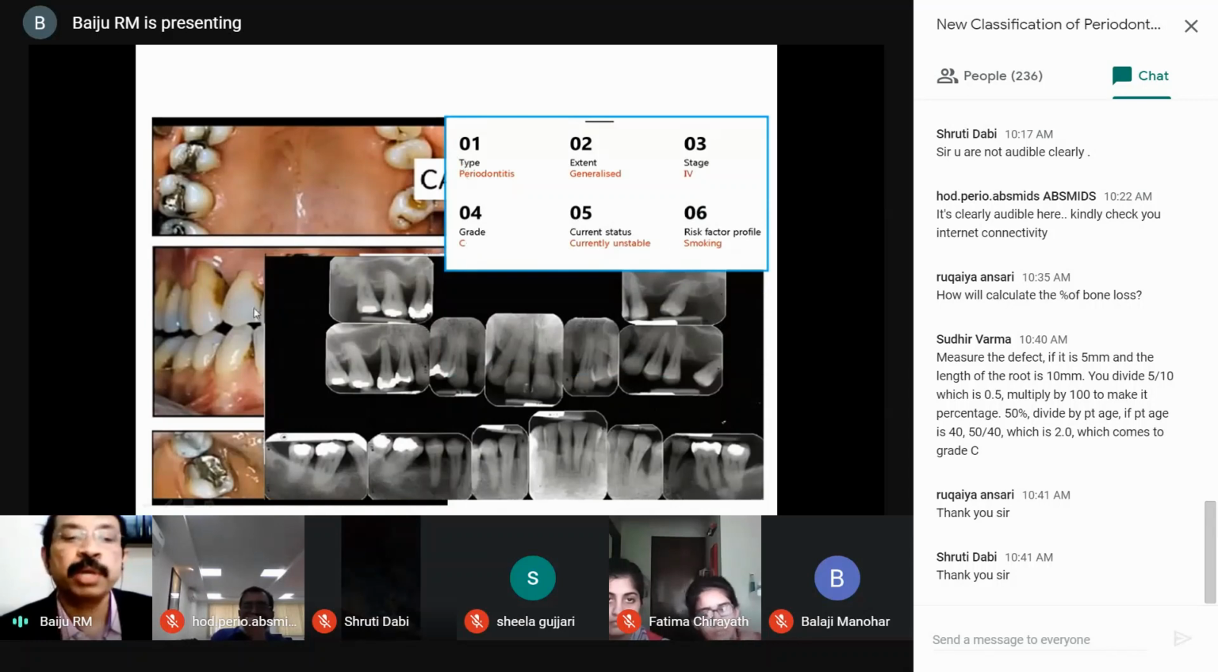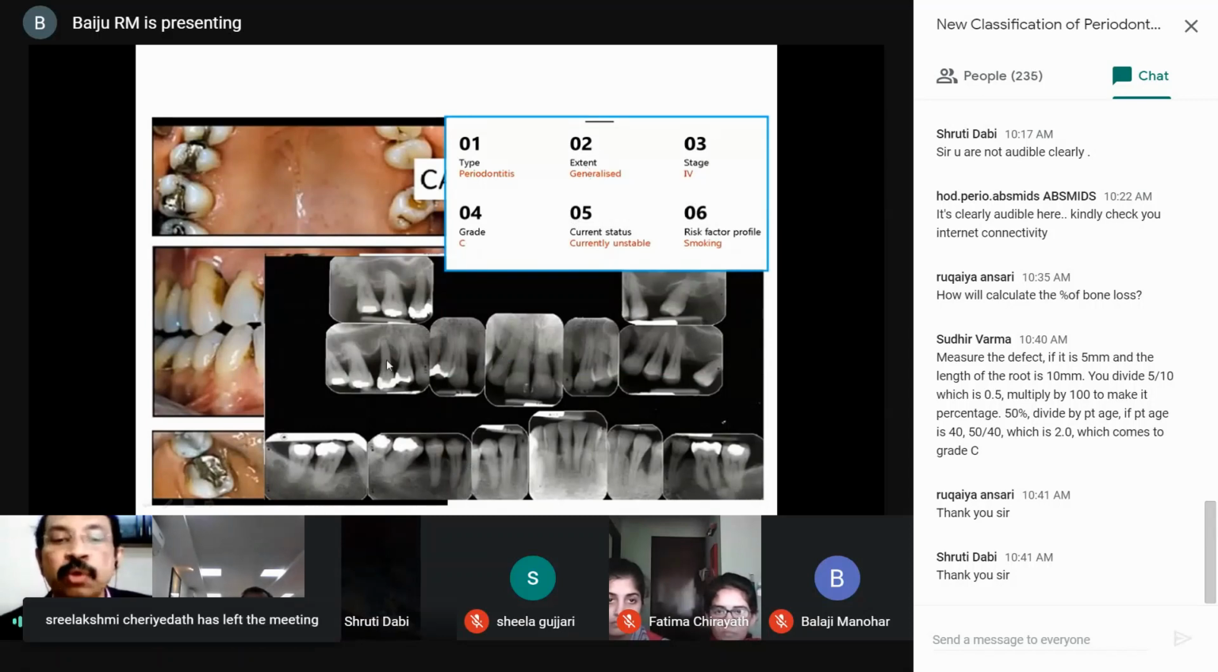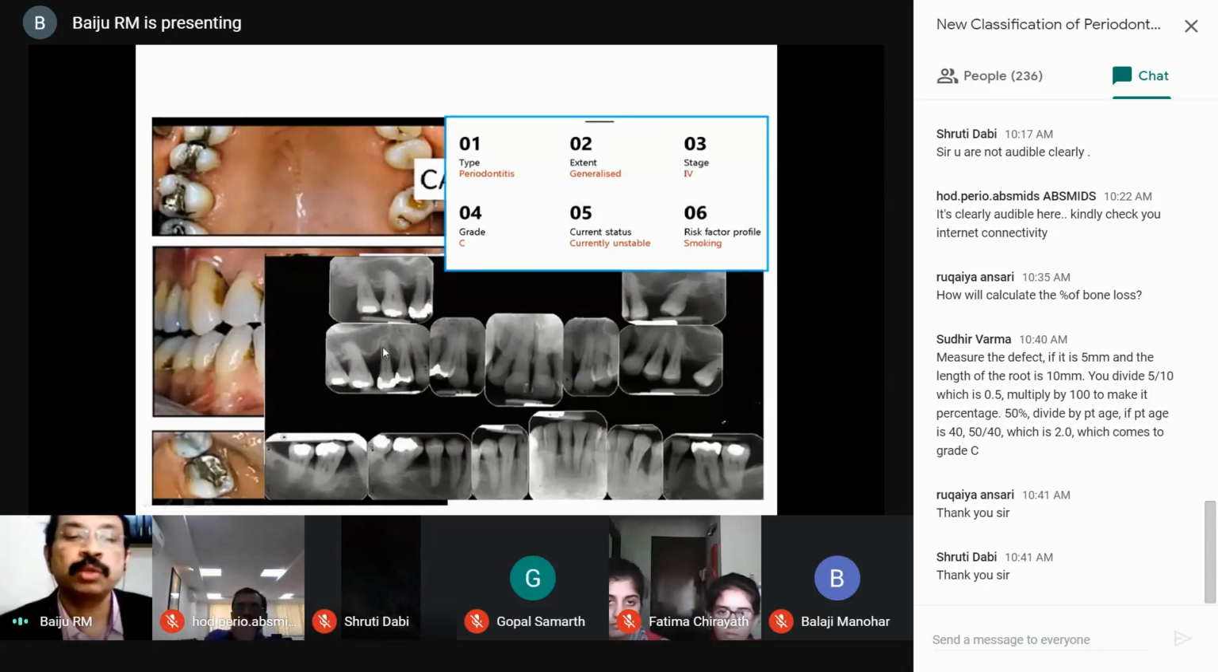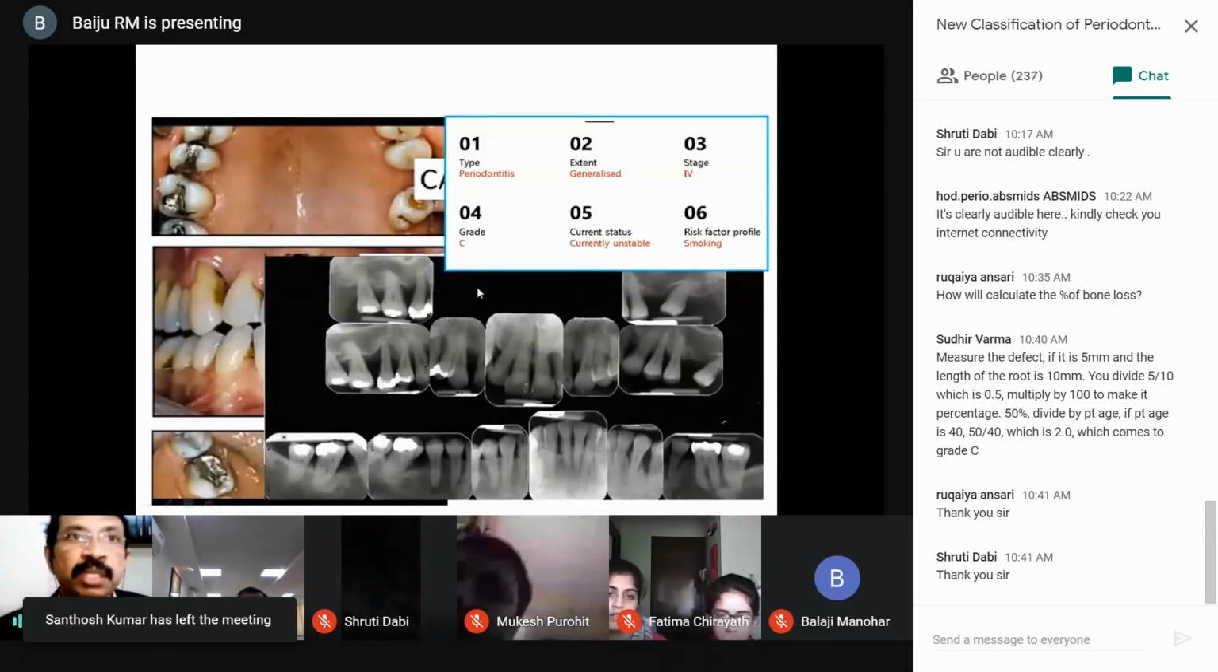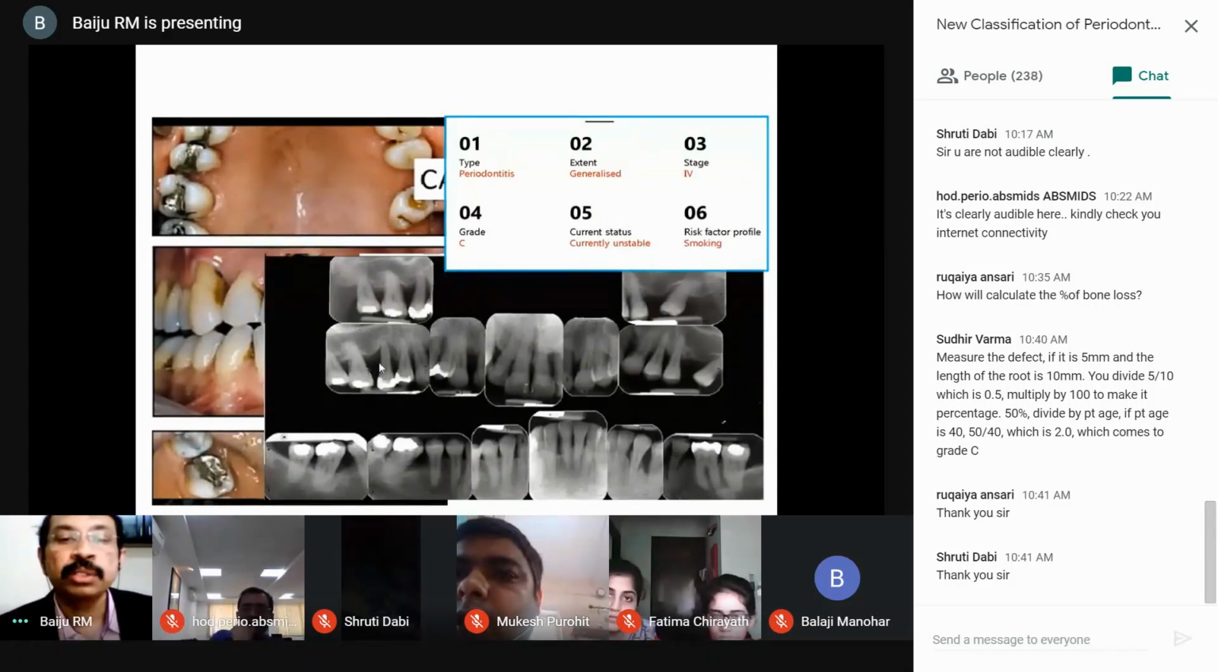Step 1, of course, it is periodontitis; there is plenty of evidence of bone loss in this patient. Step 2, yes, of course it is generalized, there are more than 30% sites. Step 3, we have identified the worst site, and the worst site bone loss is consistent with periodontitis stage 4. And when you look at the grade, he is a 45-year-old patient with 80% bone loss. The percentage of bone loss is more than the patient's age. I don't need a calculator to assign it directly. I can straight away say that it's grade C.